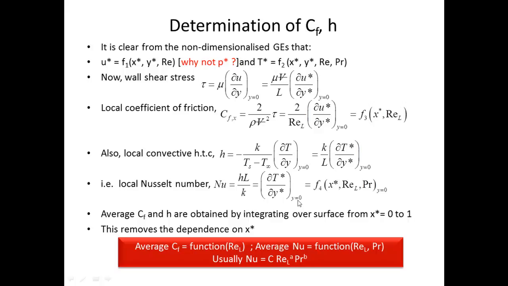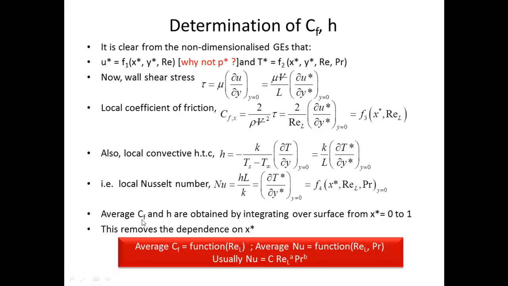This is again one of the definitions that is used for Nusselt number, that it represents the non-dimensional temperature gradient at the wall. So since our T star is a function of x star, y star, Reynolds and Prandtl, the non-dimensional gradient of temperature at the wall becomes a function of x star, Reynolds and Prandtl. So we can summarize that the value of the friction factor is a function of the x coordinate and the Reynolds number, and the Nusselt number is a function of the x coordinate, Reynolds and Prandtl number. But these two values are the local values dependent on the x coordinate at a particular point.